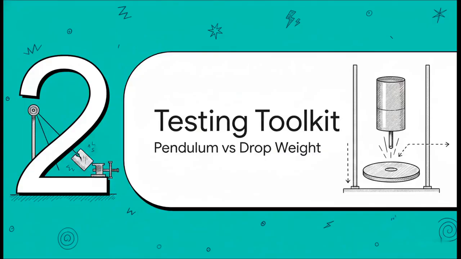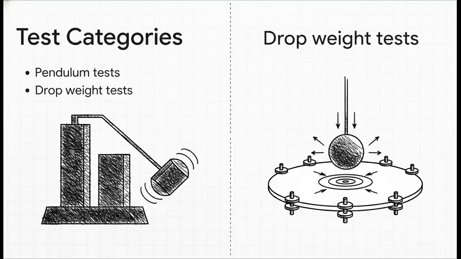Moving on to Section 2, the Impact Testing Toolkit. So, how do we actually measure this? Well, the standard tests used in labs essentially fall into two main categories: pendulum tests and drop weight tests. The pendulum family is exactly what it sounds like, a swinging hammer. This includes the IZOD, CHARPY, tensile impact, and chip impact tests. These usually strike a specific rigidly held machine specimen.